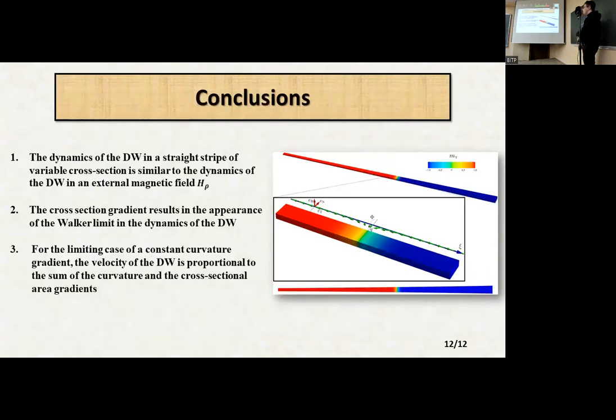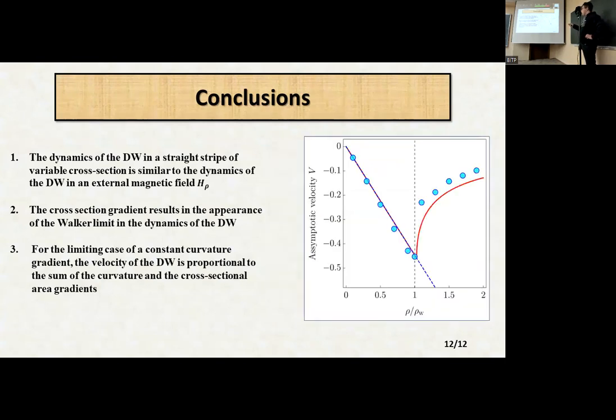All in all, we have shown that the dynamics of the domain wall in a straight stripe of variable cross-section is similar to the dynamics of the domain wall in an external magnetic field. The cross-sectional area gradient results in the appearance of the Walker limit in the dynamics of the domain wall. Moreover, the curvature increases this Walker limit, which allows for higher asymptotic velocities.